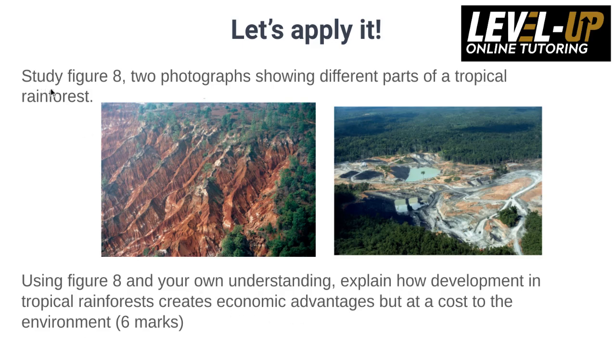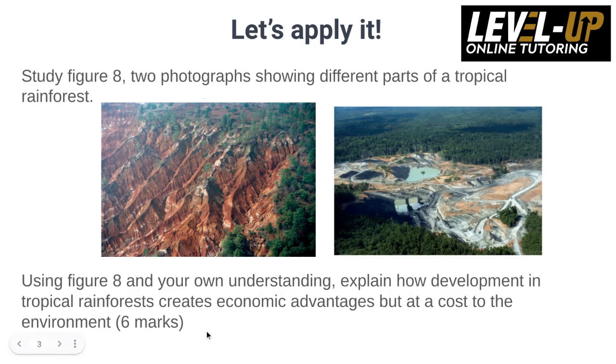So I'd be getting them to do things like bugging the question, which means box the command word. Now, for this example, the command word is explain. It's the word that's telling you what to do. And that's different for different command words. Okay, we'll look at that later. So then we'd get them to underline the main point. So that's the U in bug. So we've got box the command word, underline the focus. So I'd be underlining figure 8. I'd be underlining development, tropical rainforest, economic advantages, cost, environment.